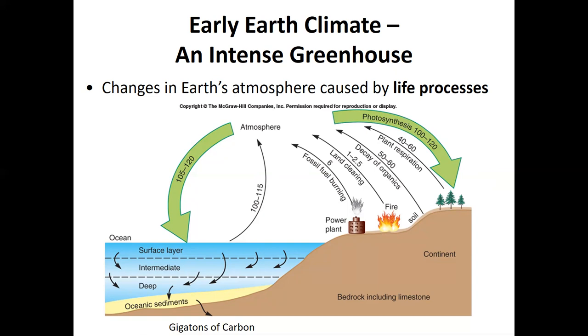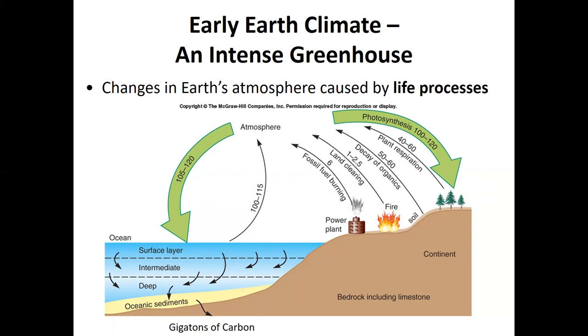Whenever there's no sun, plants need to use their sugars that they made, so plants do respire. They do give off CO2 and consume oxygen whenever they have to use their sugar. They have to actually use their sugars to fuel their growth. Then we have the release of carbon in organisms as they decay. And then we have fires, so wildfires and man-made fires, that whenever you burn organic matter, carbon dioxide is released.